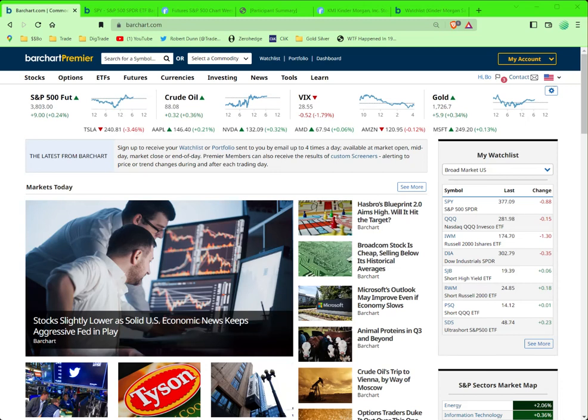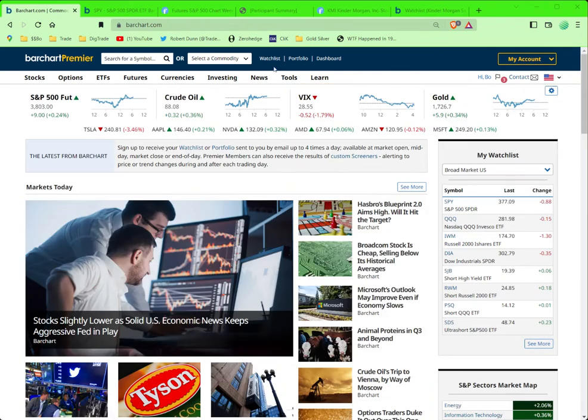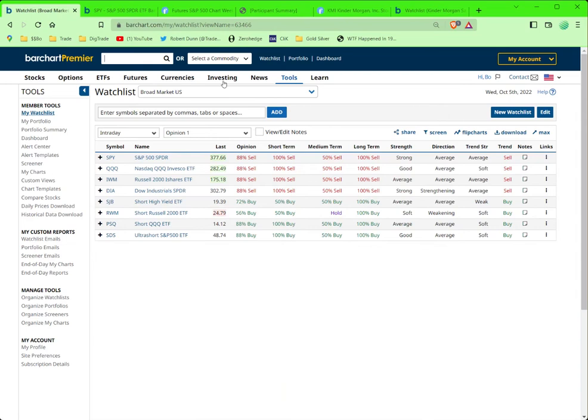Okay, this is a little demo of how I use Barchart. It's got a pretty typical user interface on the front page, but I go and use watch list and create watch list. This is the broad market. It's got the top four from the Spider, Qs, Russell, Dow, and then it's got its correlating inverse ETFs as well.